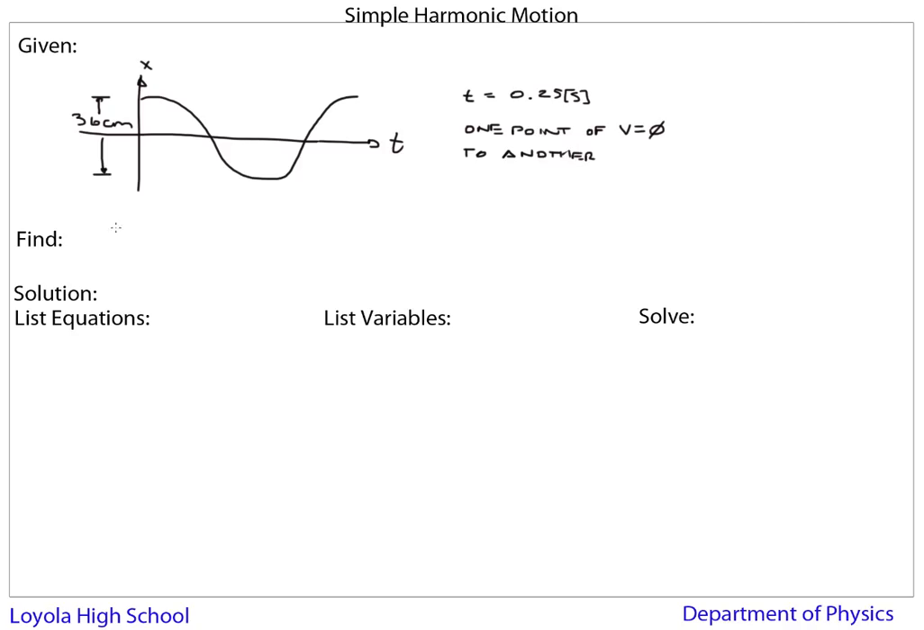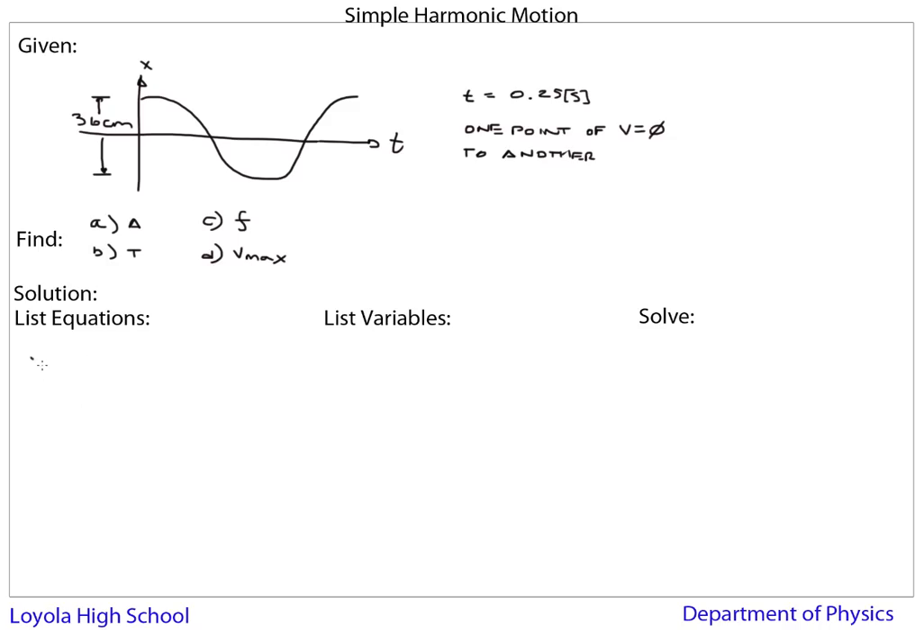So in this problem, we're going to find a couple different things. We want to find A, the amplitude of the motion, B, the period of the motion, C, the frequency of the motion, and D, what the maximum velocity of this object is. So we follow the three-step process here: list equations, list variables, and solve.